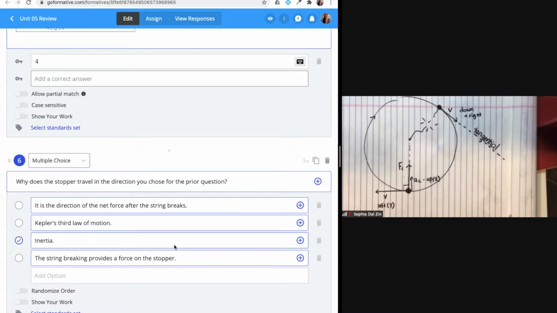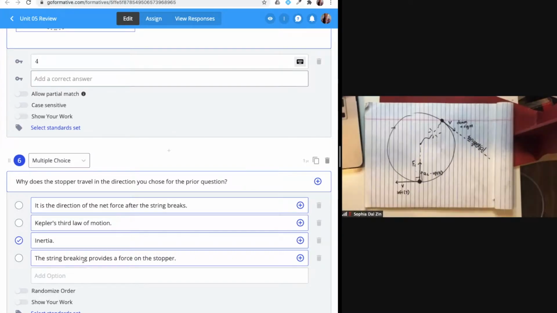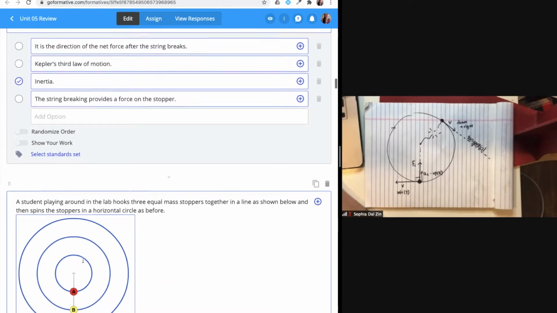For number 6, inertia is the reason that I chose that direction. It's not getting pushed there. There is no net force after the string breaks. Kepler's third law of motion is the law of harmonics. It has to do with how planets orbit the sun. This is not an orbit, so that's irrelevant. The string can't provide a force on the stopper because once the string breaks, it no longer can apply a force.